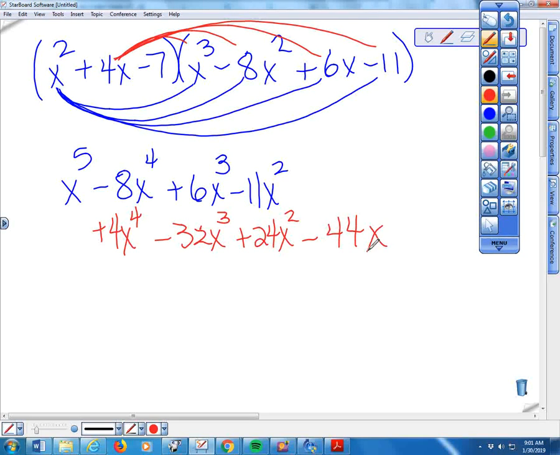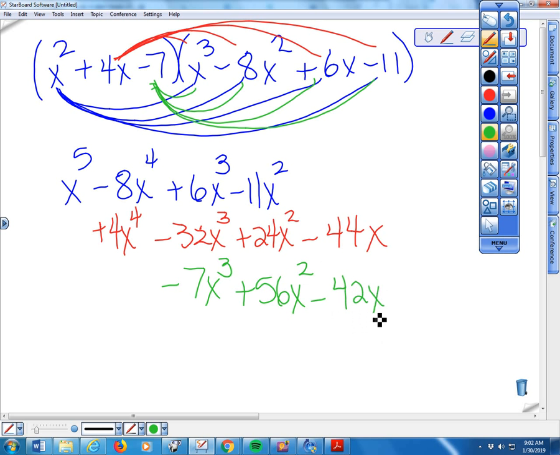Okay. And now I've got the negative 7. It's going to go to all 4 terms. So negative 7 times x cubed is negative 7x cubed. Negative 7 times negative 8x squared is 56x squared. And negative 7 times 6x is negative 42x. Negative 7 times negative 11 is plus 77.